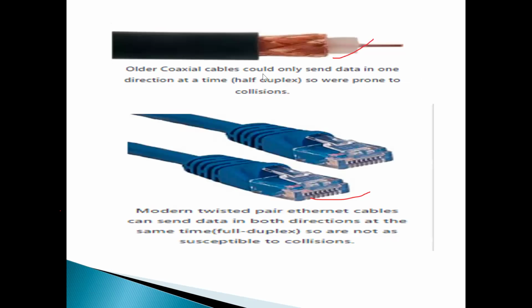Older coaxial cable could only send data in one direction at a time, half duplex, so it was prone to collision. Modern twisted pair Ethernet cable can send data in both directions at the same time, full duplex, so it is not as susceptible to collision. Twisted pair cable has no collision, but in coaxial there was a problem. Now we are not using coaxial cable in any network. It is only used for TV.